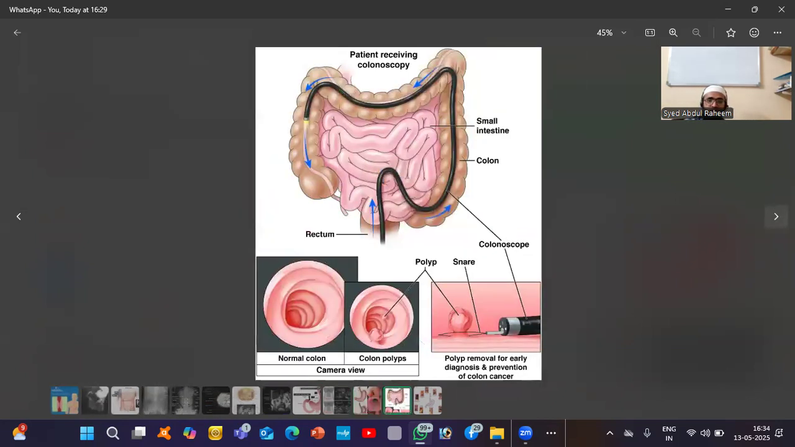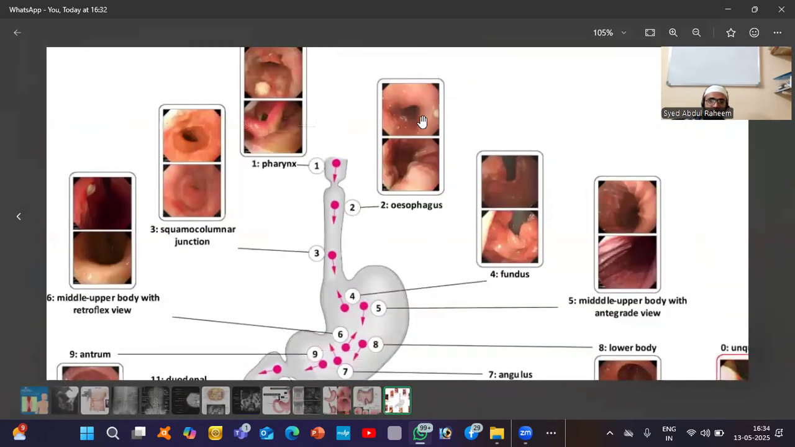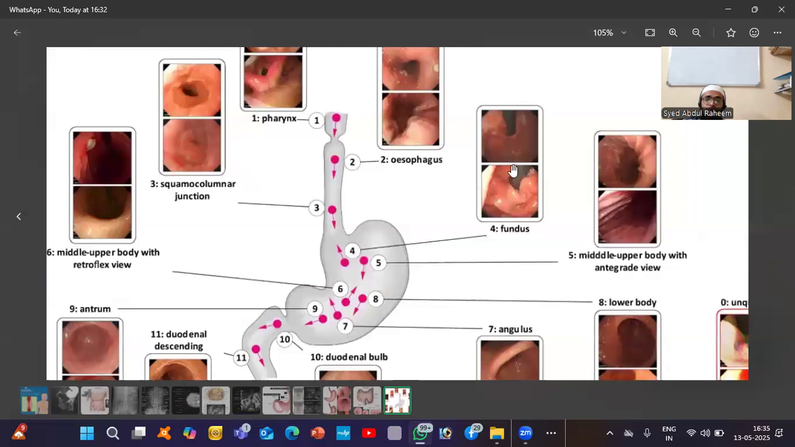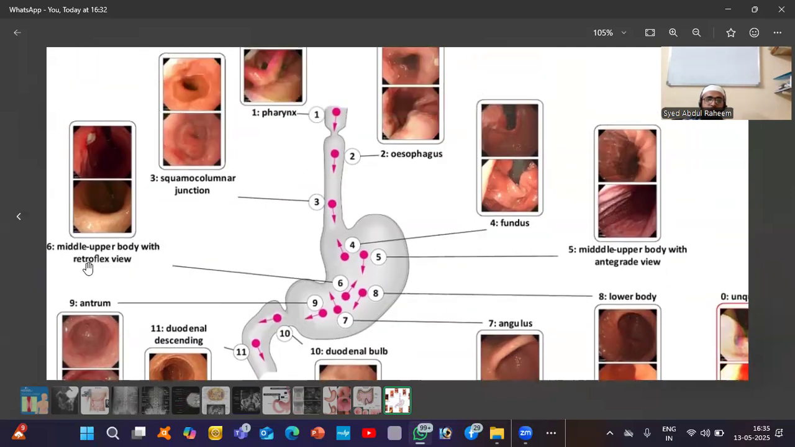Okay. Next we have this image. You can see that this is the esophagus. Number one, pharynx. So start with the pharynx. The doctor will see the image of the pharynx, esophagus. Third number, the junction of the esophagus. Fourth number, the fundus can be seen here. Fifth number, the middle upper body of the abdomen. Sixth one, you can see the middle upper body with retroflex view.